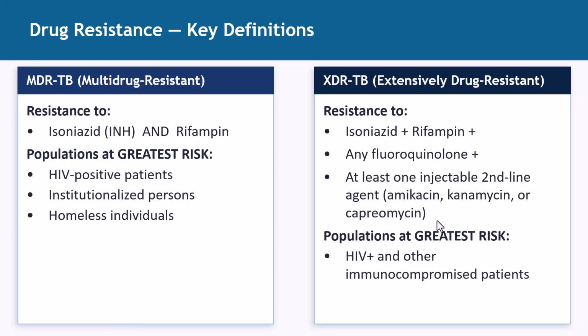The populations most affected are those with HIV infection or other forms of severe immunosuppression. The increasing prevalence of drug-resistant TB worldwide is one of the most serious threats in global public health. It is driven largely by incomplete or interrupted treatment, which is why adherence to the full treatment course is so critically important. This is why the nurse's role in supporting treatment adherence is not just a clinical task, it is a public health imperative.